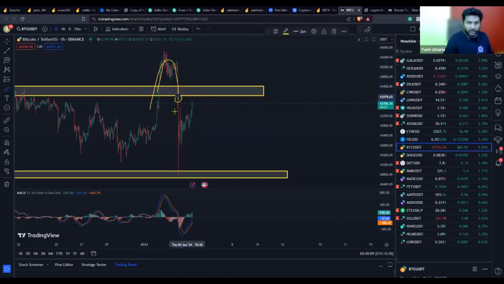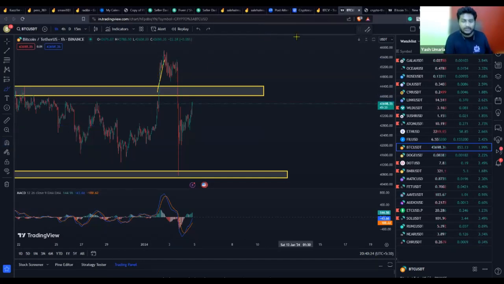Of course, I did not take this trade. I was traveling, so I only saw this drop yesterday in the evening when I was in the car. That's why I did not take the trade. But yeah, the concept does make sense.